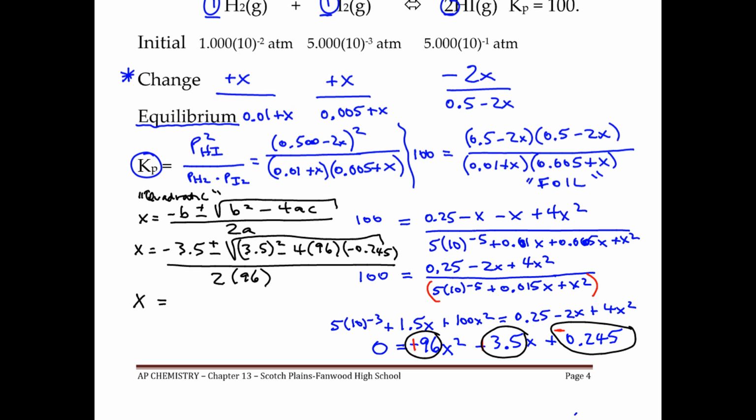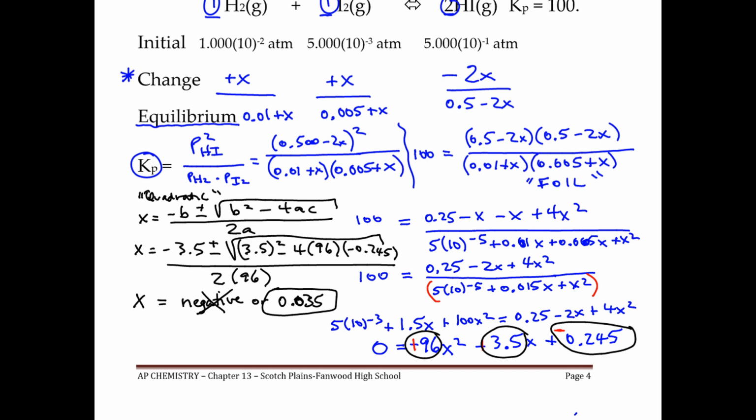Okay, one of them is negative. Whatever that negative answer is, not right. And the positive answer is going to be 0.035. So there's my x. All this work was to get x. So positive 0.035 is my x. So now what I can do is put that back up top.